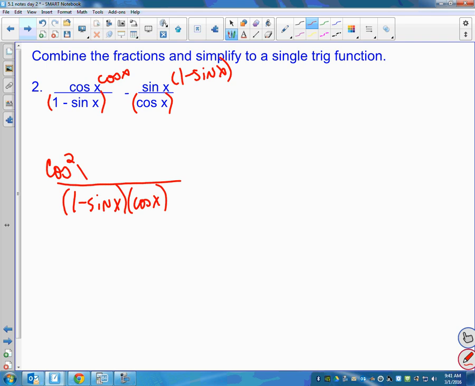Don't forget on that top there, that minus sign, that we have to distribute that, right? So that should become minus sine x plus sine x squared.